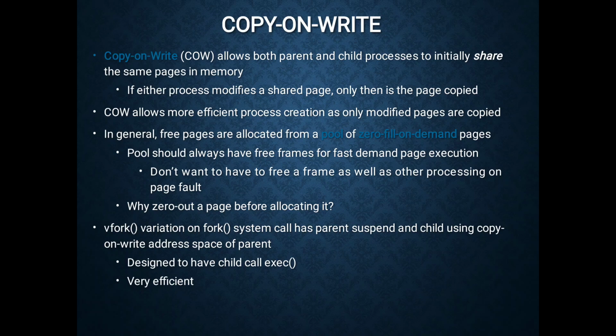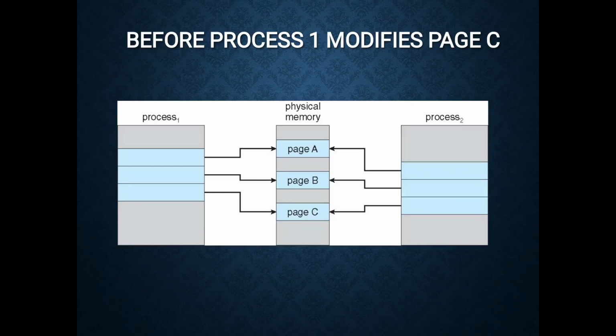There are variations on the fork system call, such as vfork, where the parent is suspended and the child uses the copy-on-write address space of the parent. It is designed to have the child call exec, and it is very efficient.